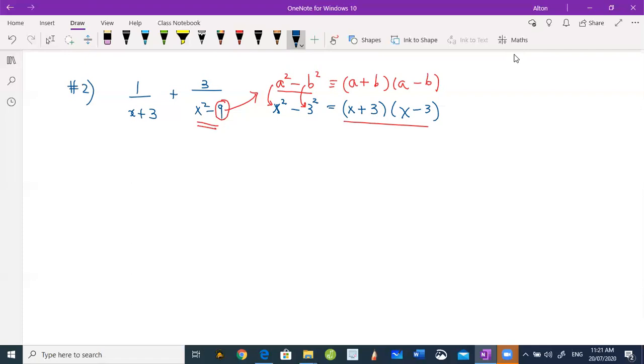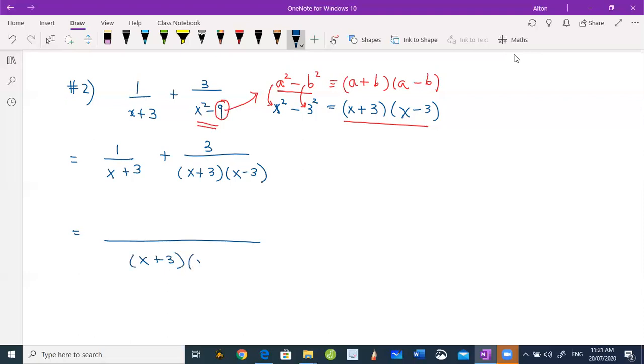So that problem becomes 1 over x plus 3 plus 3 over x plus 3 by x minus 3. Now it's time to find the LCM. The LCM will be x plus 3 by x minus 3. This divided by x plus 3 gives us x minus 3 here. Multiply, of course, by a numerator.